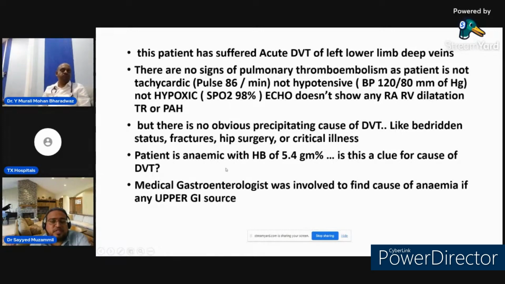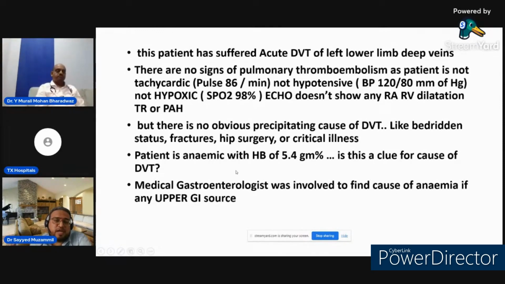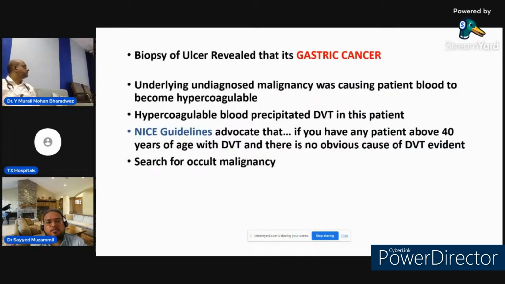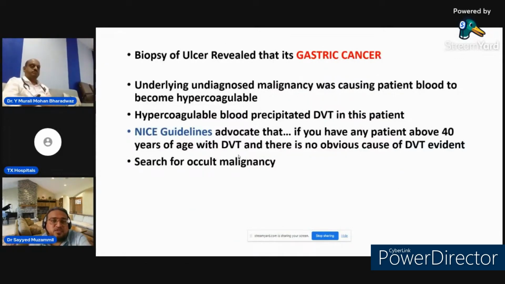But this patient was anemic with hemoglobin of 5.4 gram percent. Was that a clue for the cause of DVT? So a medical gastroenterologist was involved because he was having iron deficiency anemia, to find the cause of anemia. We did upper GI endoscopy, and you can see in the upper GI endoscopy we found that he had a large gastric ulcer, and we took a biopsy of that ulcer, and the biopsy revealed that he actually had a gastric cancer. So this was the reason behind his DVT.